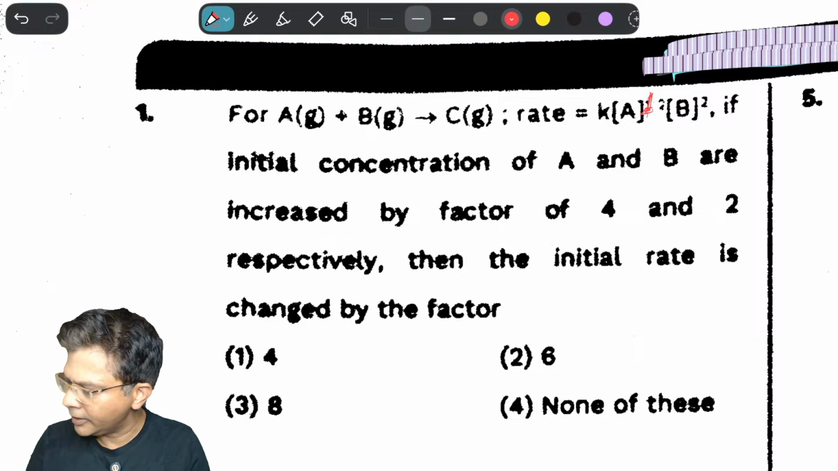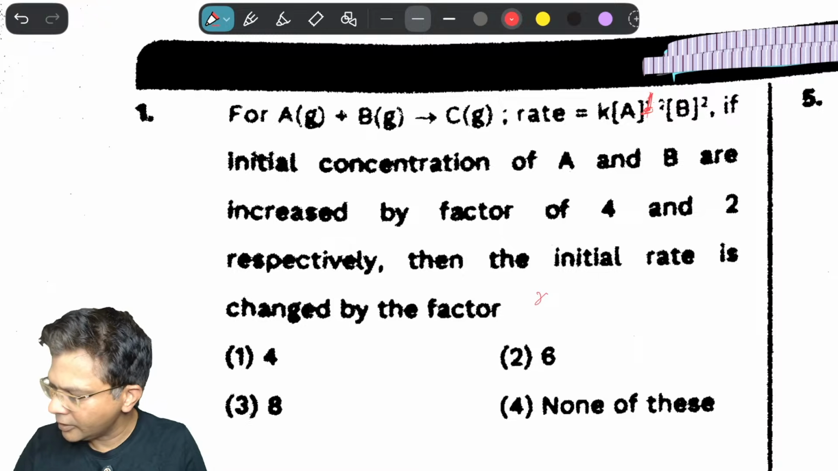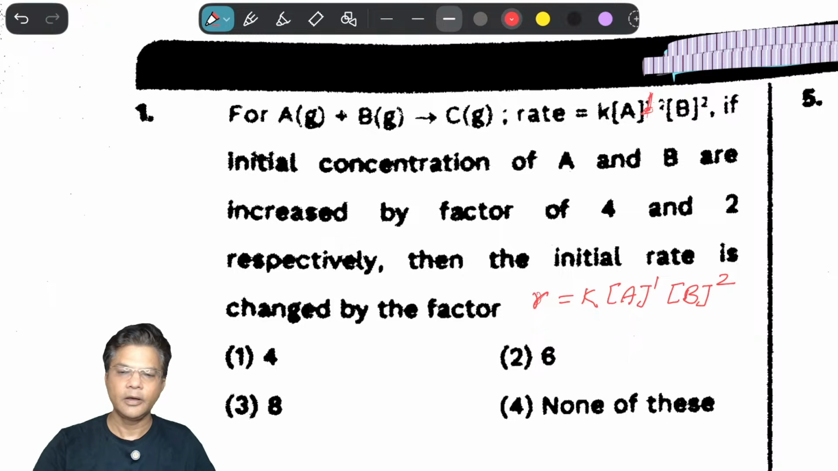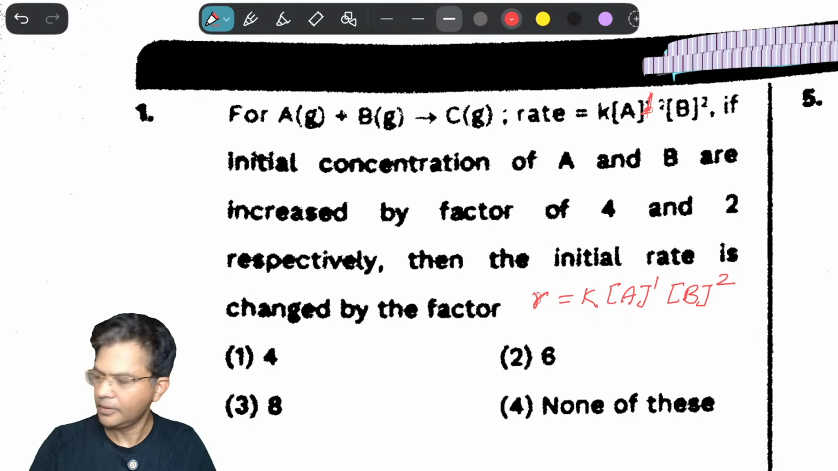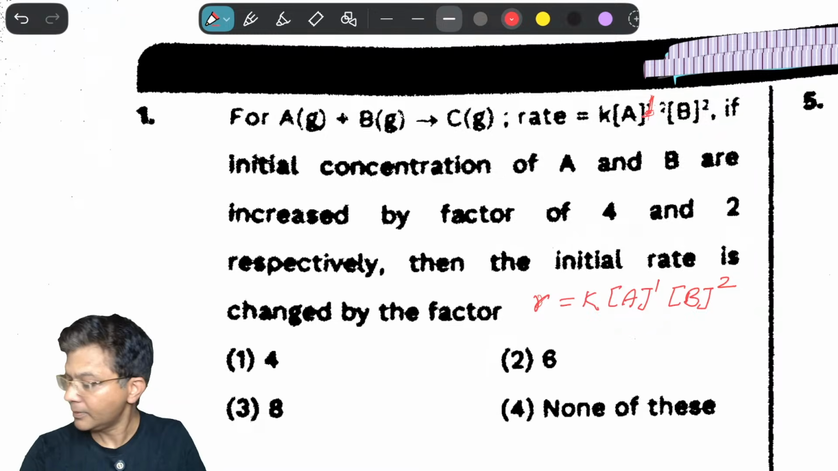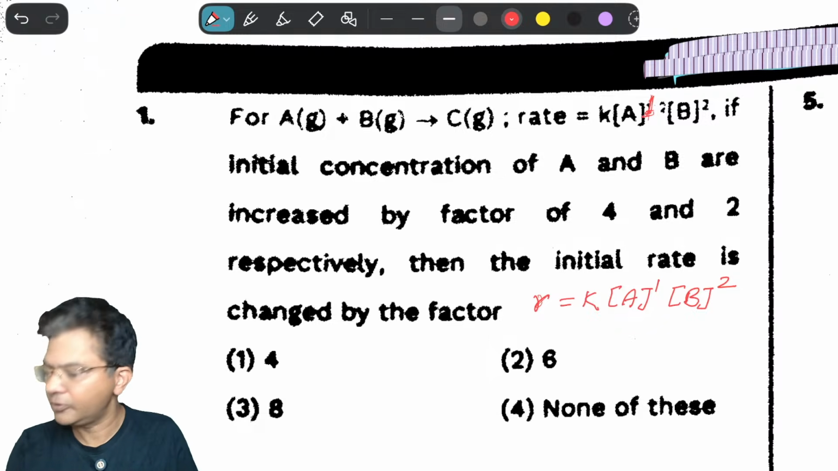So let me write down over here. R is equal to K A raised to power 1 and B raised to power 2. This is now clear. Clear? I have written. See, I have written over here clearly. Now check it out. R is equal to K A raised to power 1 and B raised to power 1 by 2. What 1 by 2? Please check the power. It's 1 by 2 or 1.